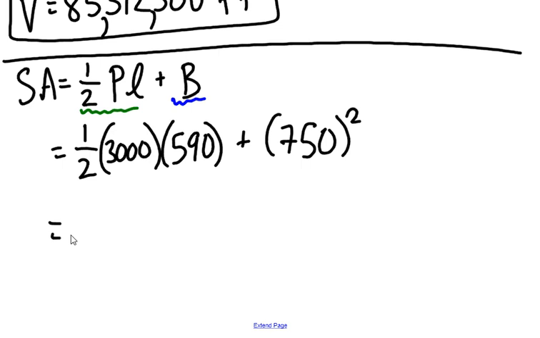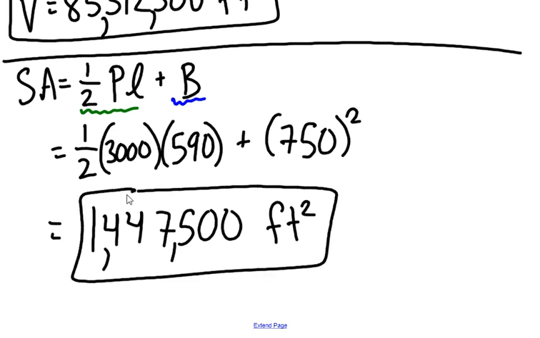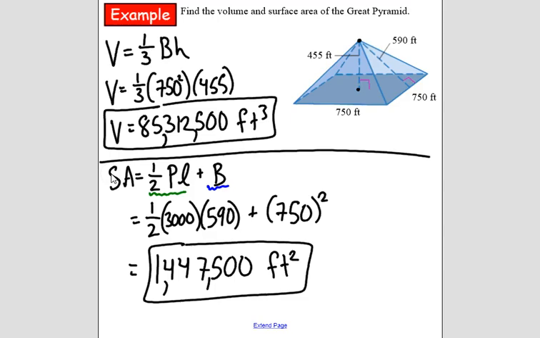Then I grab a calculator and I run it. 1,500 times 590 plus 750 squared. I get 1,447,500, and my units on this are feet squared since it's surface area. And that is how we can calculate volume and surface area for a pyramid.